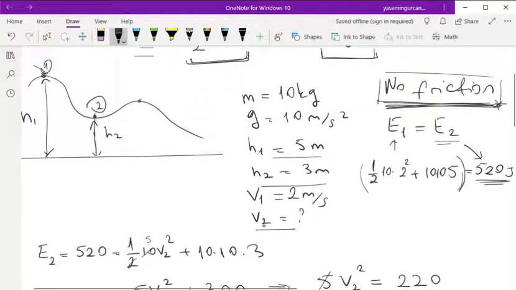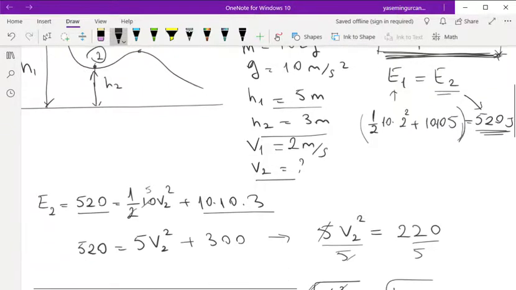Now that I know the initial total energy is 520 joules, I know that the total energy is going to be 520 joules along this path at any point, including point 2. And I know the height at point 2, so I can use that information to calculate the velocity at point 2. I can calculate the potential energy at point 2, which has a height of 3. I substitute my total energy of 520, equal to kinetic plus potential energy: kinetic is 1/2 mv squared, the velocity at point 2 squared, plus mgh for point 2.